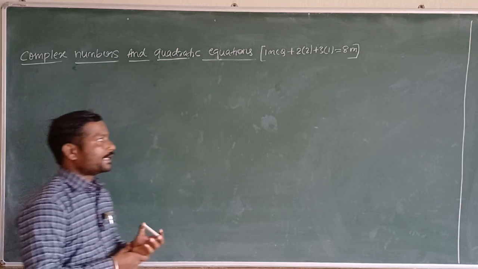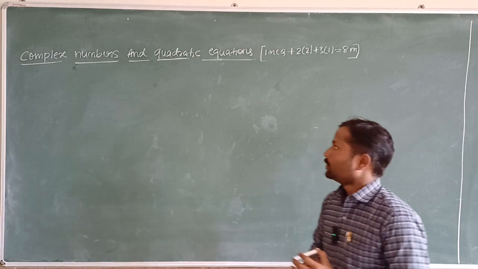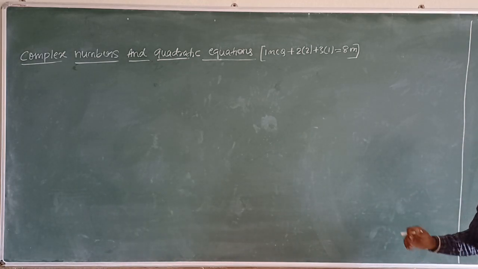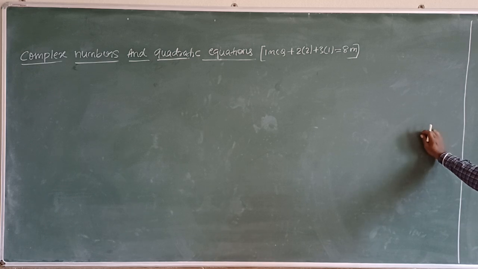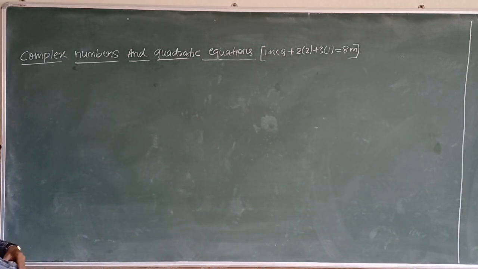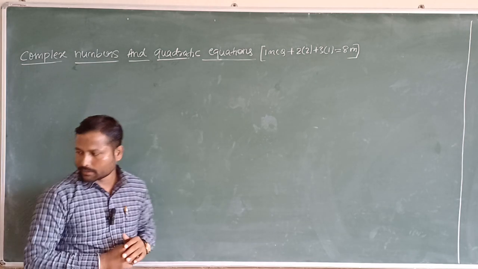Right, take the fourth topic, that is complex numbers and quadratic equations. One MCQ, 2 marks, 2 questions, 3 marks, 1 question, total 8 marks for this topic now. What is the meaning of complex numbers? Before that, let us go for quadratic equations.